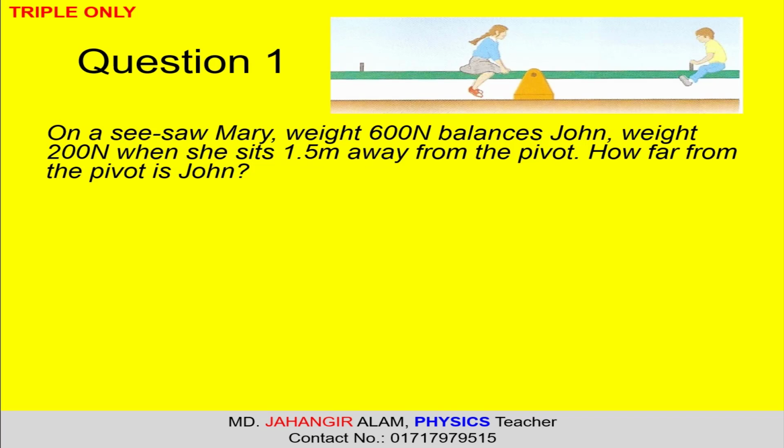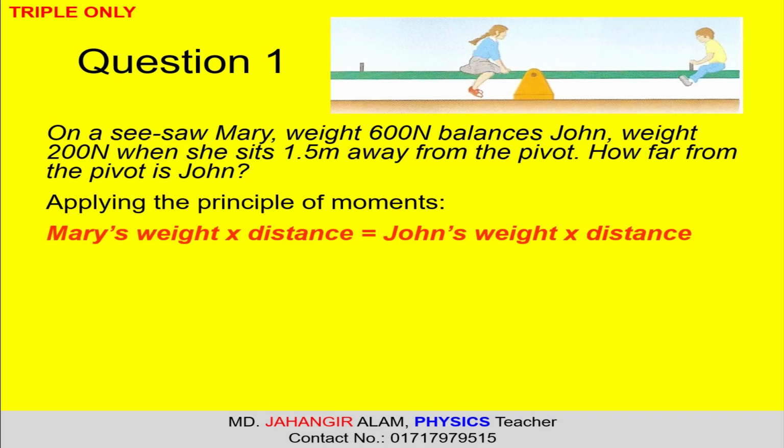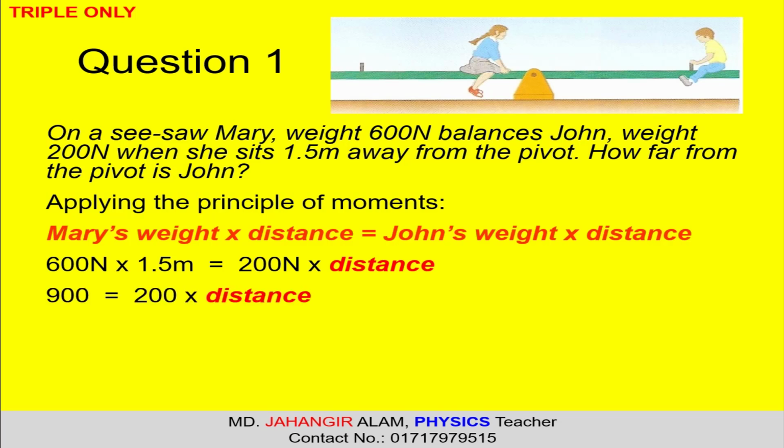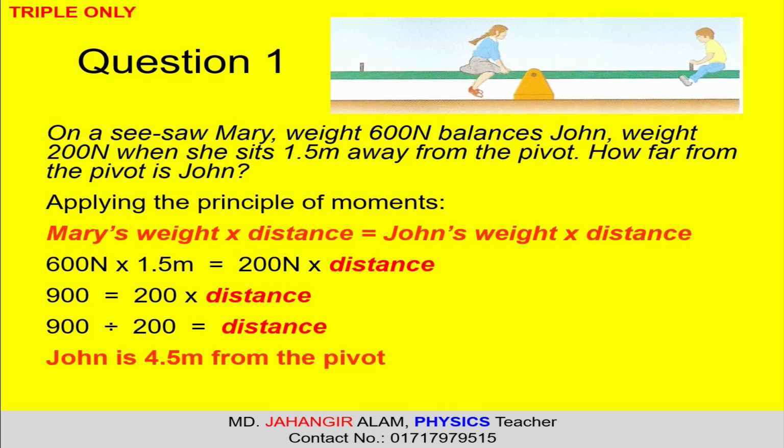Look at question number 1. On a seesaw, Mary, weight 600 Newton, balances John, weight 200 Newton, when she sits 1.5 meter away from the pivot. How far from the pivot is John? Applying the principle of moment, Mary's weight into distance equals John's weight into distance. So 600 Newton into distance 1.5 equals John's weight 200 Newton into John's distance. We can calculate the distance of John from the pivot easily by calculating 900 divided by 200, that means 4.5 meter from the pivot.